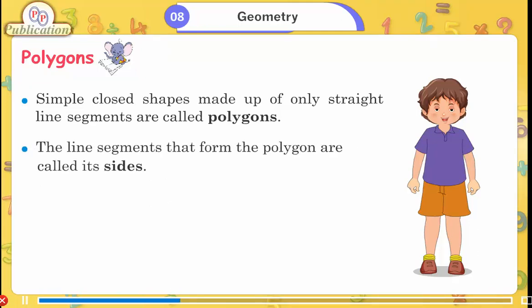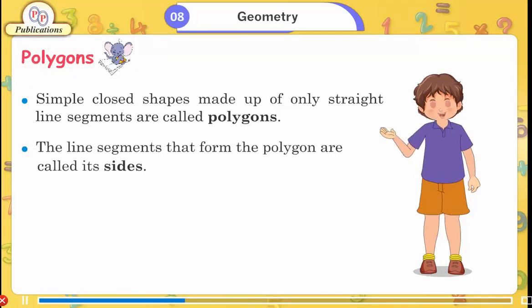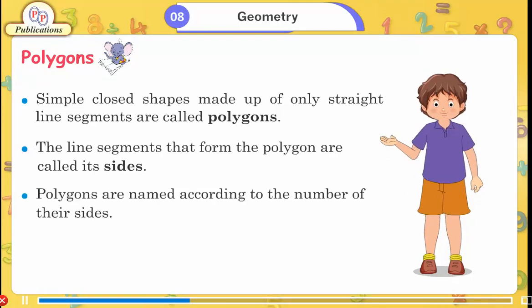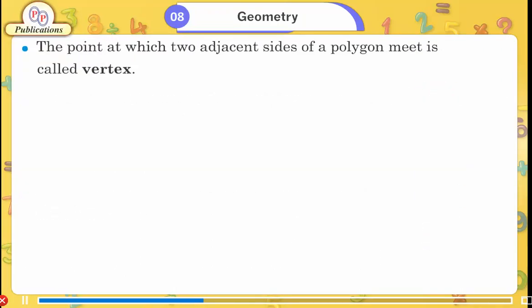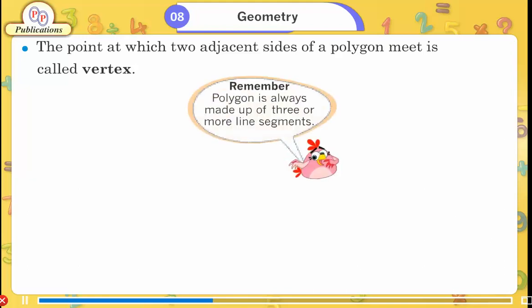The line segments that form the polygon are called its sides. Polygons are named according to the number of their sides. The point at which two adjacent sides of a polygon meet is called a vertex. Remember, a polygon is always made up of three or more line segments.